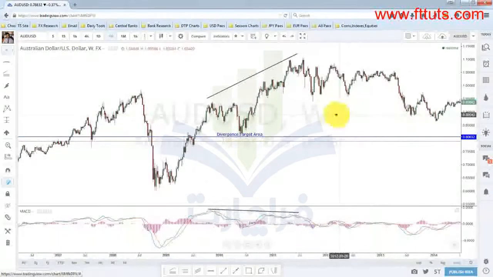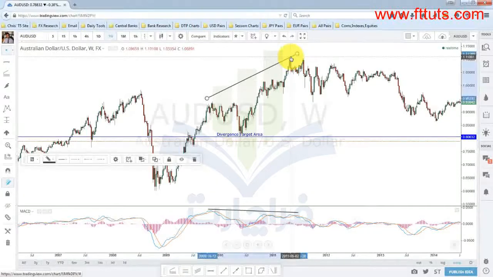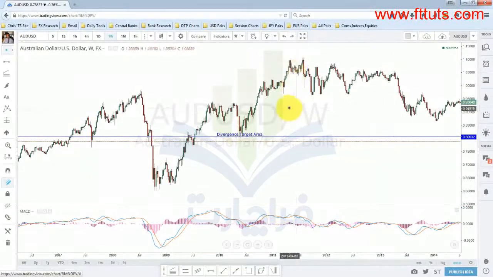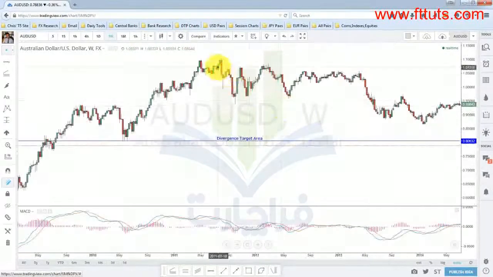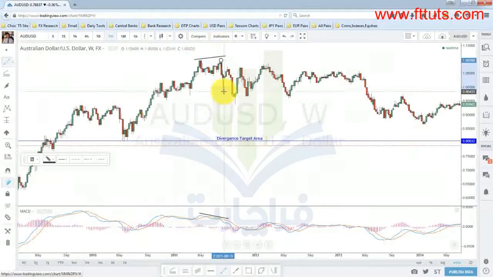But let's look a little bit closer. So we know we have this divergence. We've marked off that target area. This is on the weekly chart. Now let's look at this swing high right here. Let's just drill into this a little bit. See how we have price moving higher here, MACD swinging lower. So now we have another divergence that formed and made a really strong move to the downside.